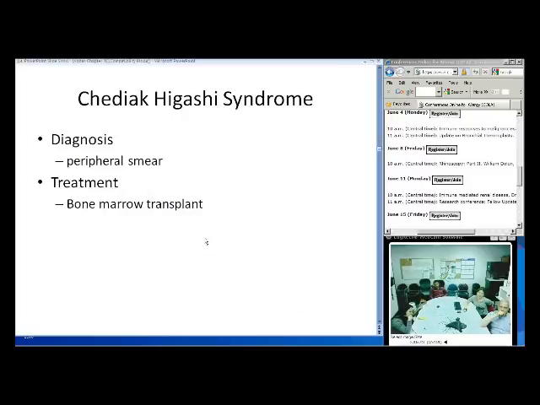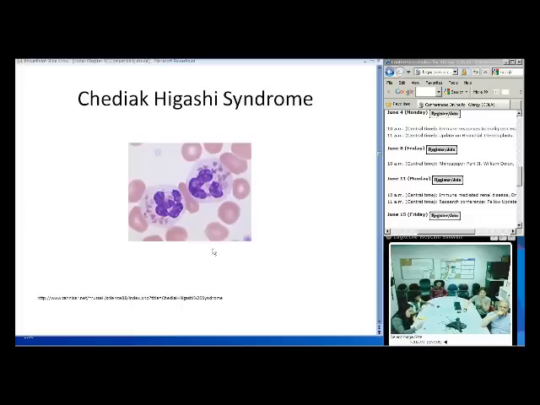So diagnosis is typically made on peripheral smear, often when just a normal CBC is sent on the child who's had recurrent infections, and the treatment is bone marrow transplant. Here is a microscopy showing some of the giant lysosomes that can be clearly seen just by light microscopy. So you get failure of fusion of the lysosomes and the phagosomes. So that'll come on the CBC report, giant lysosomes seen?